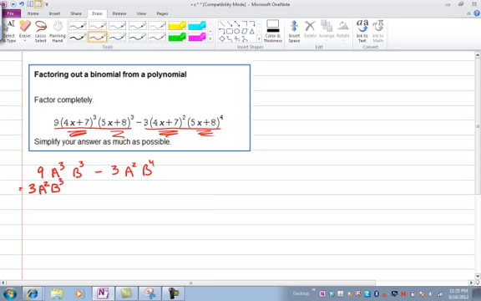And how I came up with a squared and b to the third is a to the second is the highest number of factors of a that occurs in each term, and b to the third is the highest number of factors of b, or most number of factors of b that occurs in each term. And the greatest common factor of 9 and 3 is 3. So that's your common factor.